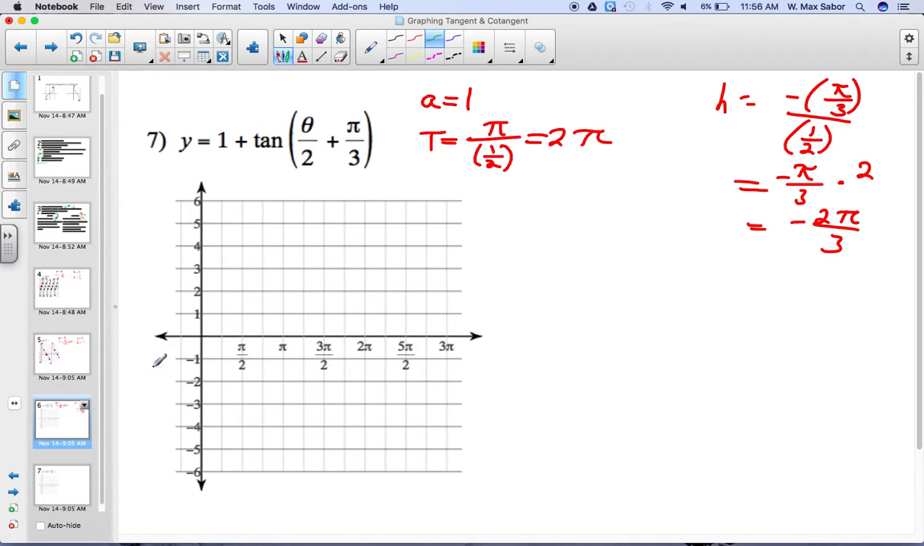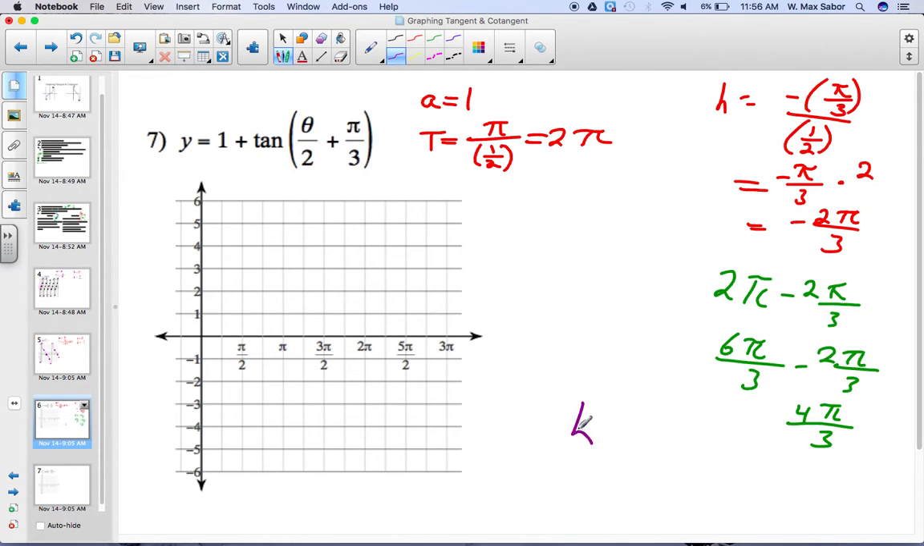Now, negative 2 pi over 3 isn't on our graph, so I'm going to add our period to it because we'll need that to be on our graph, and that would be 6 pi over 3 minus 2 pi over 3 for 4 pi over 3 being an equivalent phase shift. And then our k is up 1 from there. So let's draw our equilibrium line. We can move to 4/3 pi, and this is here. And tangent starts at equilibrium.